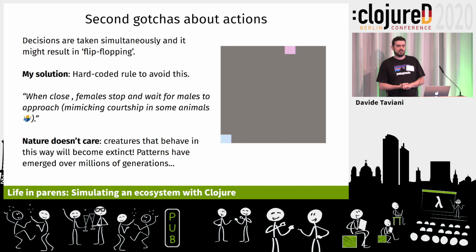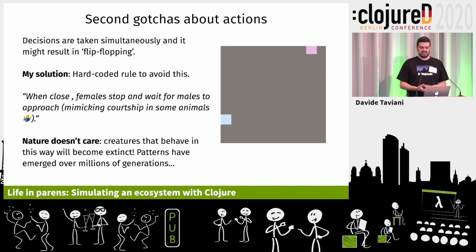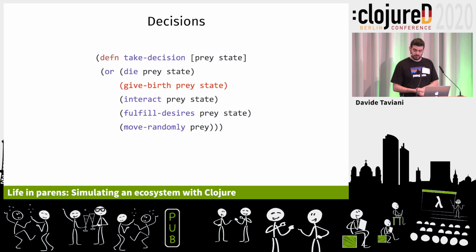I mimicked, in a sense, what nature is doing. In many species, the male has to do some kind of crazy courtship, crazy dance, and the female will just stay and watch and judge him. So you can imagine that's what's happening. I implemented the rule that when they are close, the female will stop and the male will approach. So they mated, we implement giving birth, and this is it.